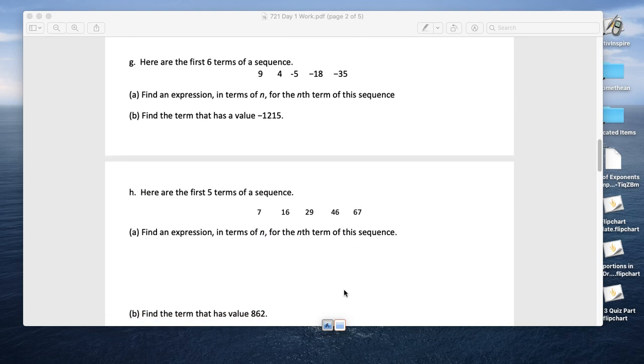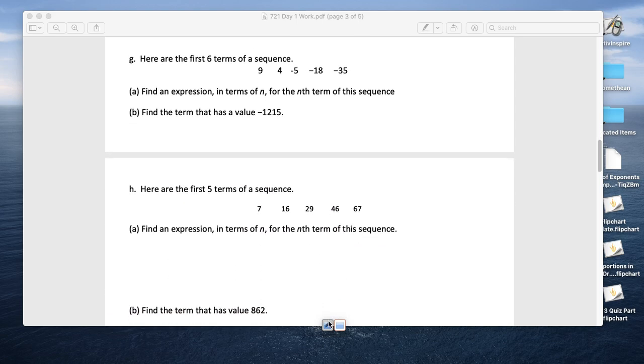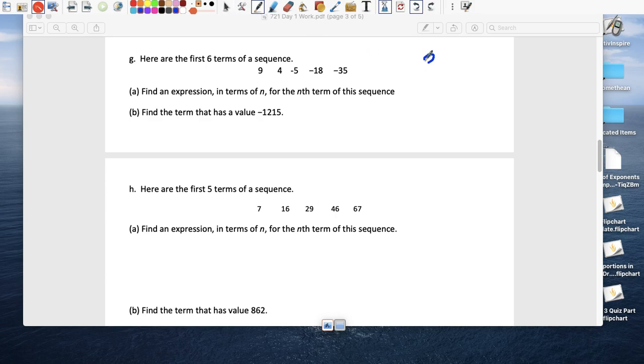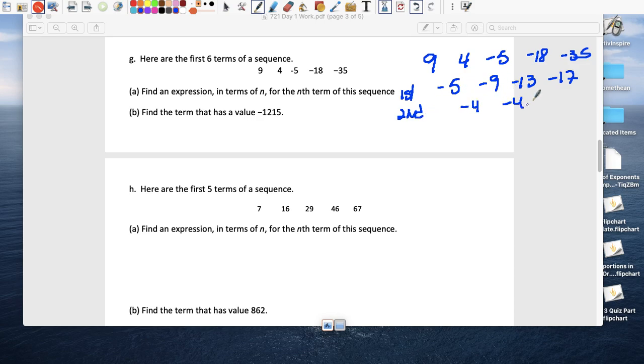Alright, so G, I think we're doing G. Well, 9 to 4 would be subtract 5. 4 to negative 5, subtract 9. Negative 5 to negative 18, subtract 13. Negative 18 to get to negative 35, subtract 17. Second difference, negative 5 to negative 9, you subtract 4. You subtract 4, subtract 4. So, an n squared sequence with a coefficient of negative 2. I took the half of negative 4.